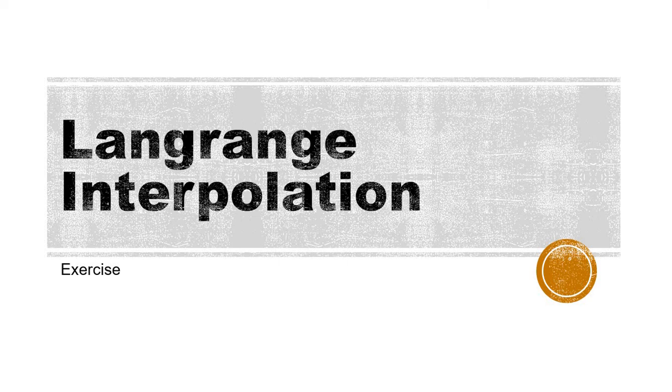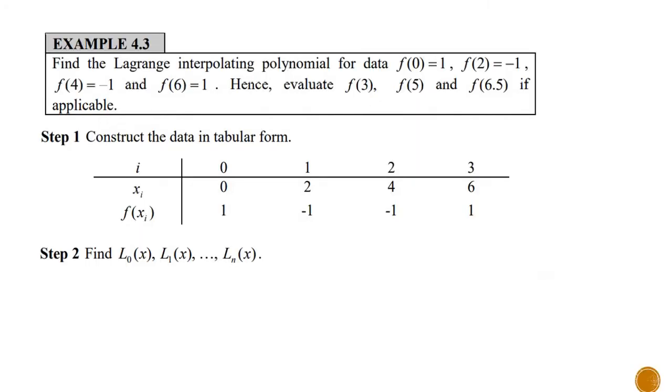Lagrange Interpolation exercise. Example 4.3. Find the Lagrange interpolating polynomial for the data. Hence, evaluate f at 3, f at 5, and f at 6.5 if applicable.